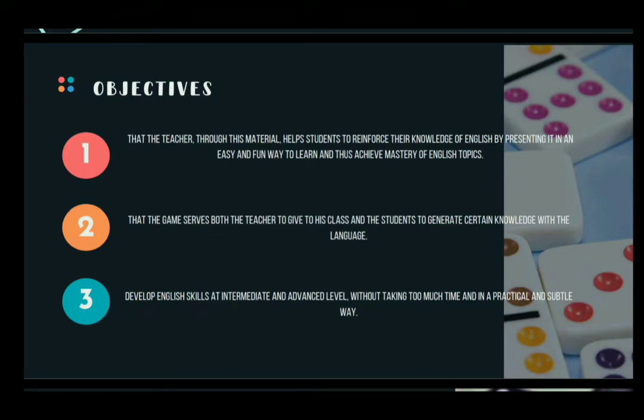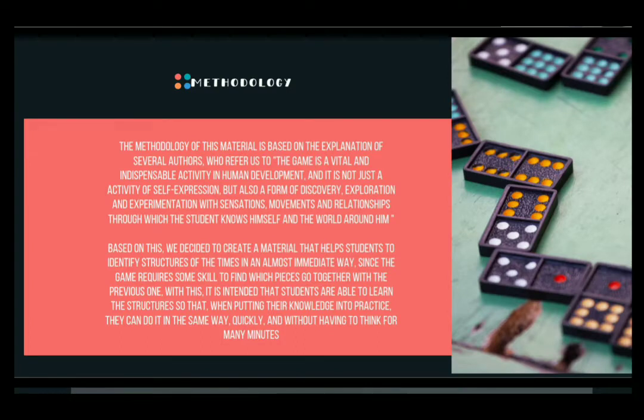Objectives. The first is that the teacher, through this material, helps students to refine their knowledge of English by presenting it in an easy and fun way to learn, and thus achieve mastery of the English topic. The second is that the game serves both the teacher to give to his class and the students to generate knowledge with the language. And the last is to develop English skills at intermediate and advanced level without taking too much time, and in a practical and subtle way. The methodology of this material is based on the explanation of several authors.